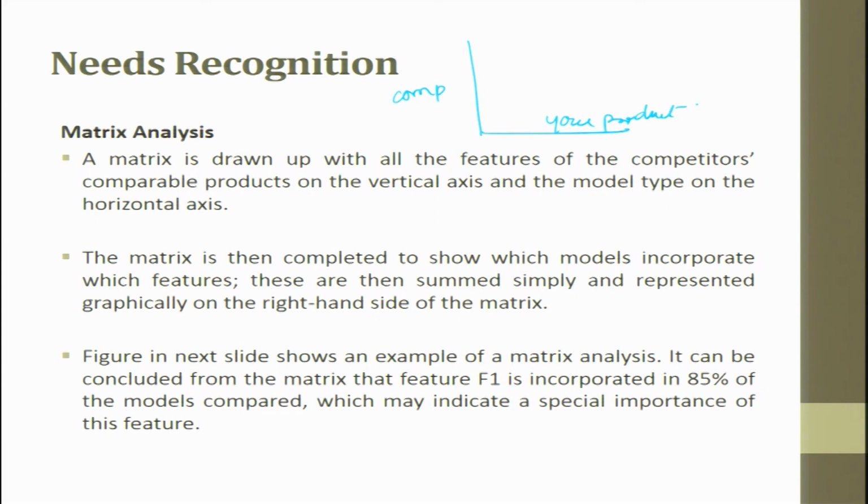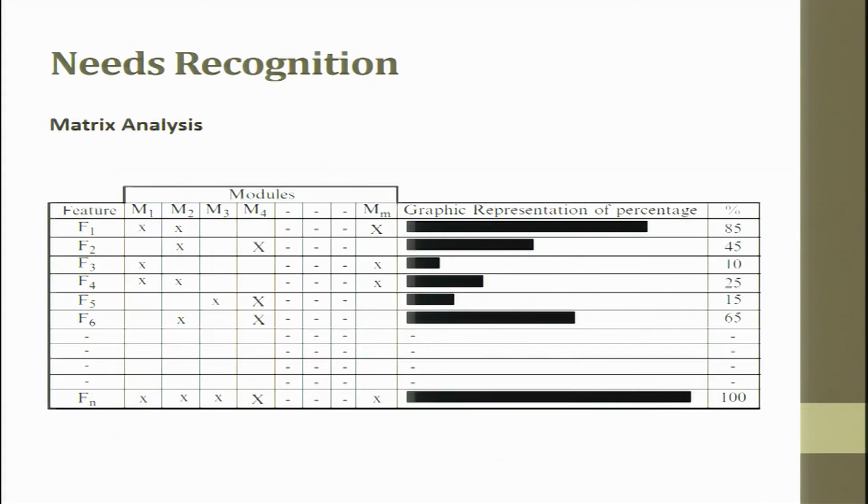And then what you do is you try to see how your proposed product is better than the competitor. The matrix is then completed to show which models incorporate which features. These are then summed simply and represented graphically on the right hand side of the matrix. So, somewhere here you give the relationship, and then you try to get more information. So, this is the matrix analysis.